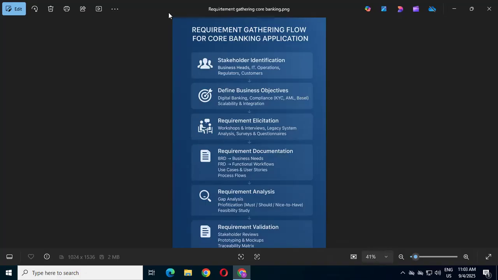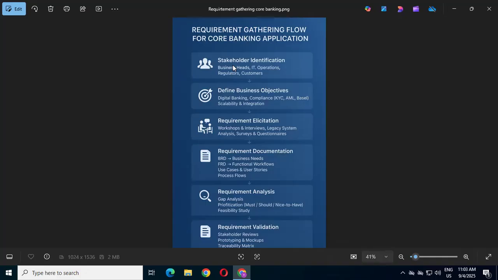Now, today, as I stated, I'm going to explain how this requirement gathering flow generally will be for an application that we develop as a BA. Because if you take core banking as an example, as a business analyst, the flow process is as follows. One is stakeholder identification. We need to identify the right stakeholders.